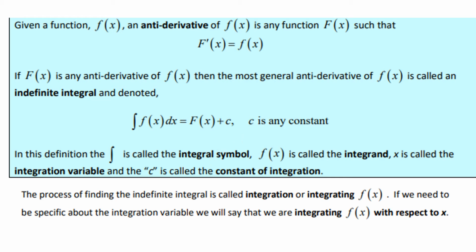In this definition, the stylized s is called the integral symbol. Lowercase f of x is called the integrand, x is called the integration variable, and the c is called the constant of integration. The process of finding the indefinite integral is called integration, or integrating f of x. And when we need to be specific, and we usually do, we say we are integrating f of x with respect to x.